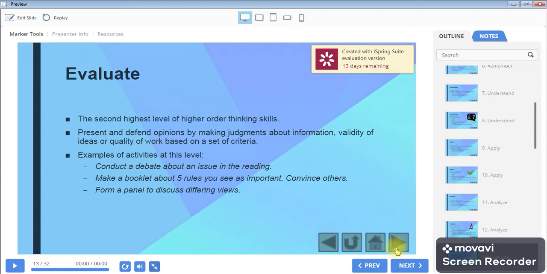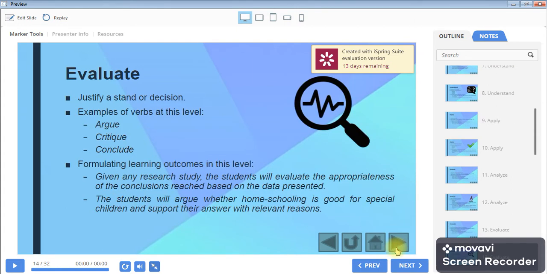Some examples of activities at this level are conduct a debate, make a booklet, form a panel. In this level, the learners should present and defend opinions by making judgments about information, validity of ideas, or quality of work based on a set of criteria. Next, examples of verbs: argue, critique, conclude. Given any research study, the students will evaluate the appropriateness of the conclusions reached based on the data presented.